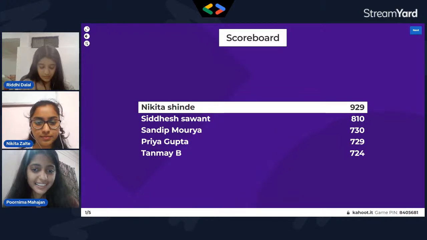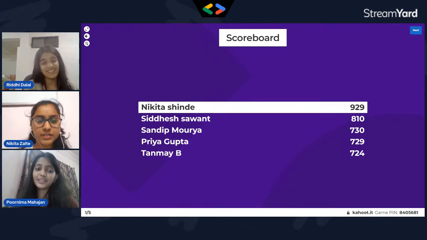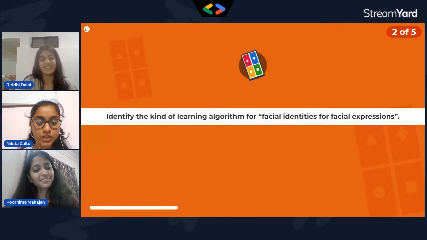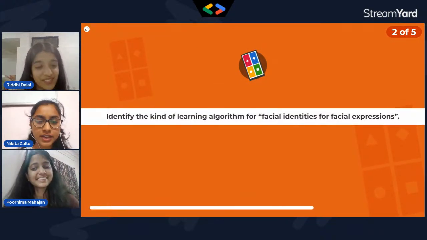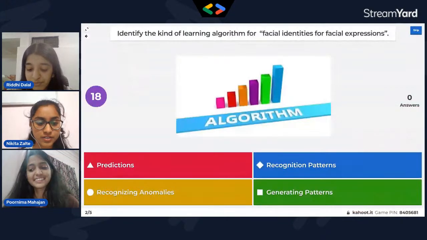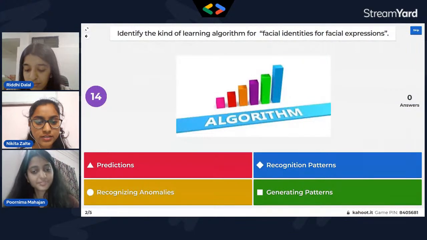Nikita Shinde leading our scoreboard, followed by Siddhi, Sandeep, Priya, and Tanmay. Okay. So let's see the next question, guys. Identify the kind of learning algorithm for facial expressions. Options are predictions, recognition patterns, recognizing anomalies, generating patterns.